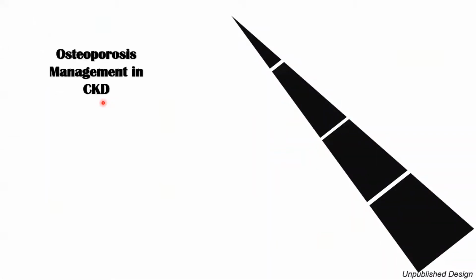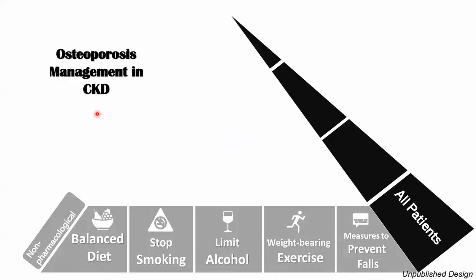If you consider it as a pyramid, the base of the pyramid would be the non-pharmacological intervention. We usually miss those interventions as physicians, but balanced diet, stopping smoking and limiting alcohol, weight-bearing exercise such as walking or running, and measures to prevent falls are easy, add no cost to the patient, and are effective.